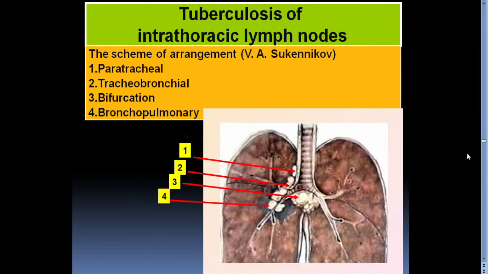And fourth group, bronchopulmonary lymph nodes, located along bronchus in the lung tissue. And clinic depends on affection of different groups of lymph nodes.